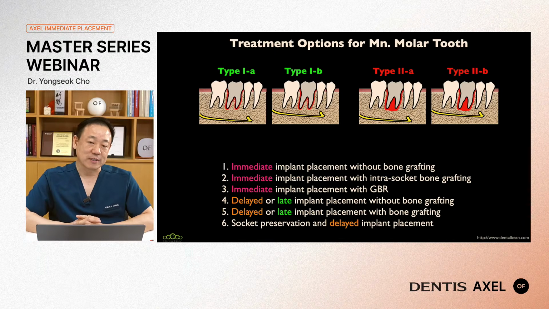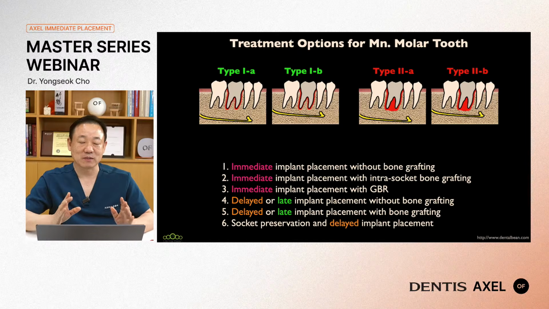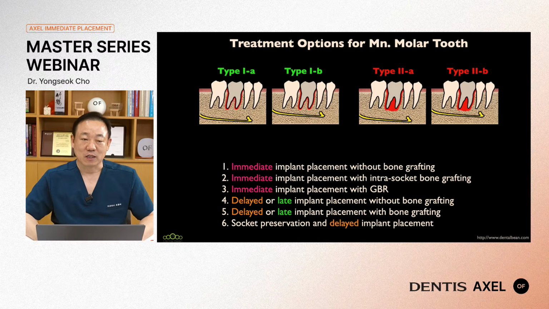One is immediate implant placement without bone grafting. Second, immediate implant placement with intra-socket bone grafting. And immediate implant placement with GBR, and delayed or late implant placement without grafting or with grafting. And one more is socket preservation and delayed implant placement. So there are 6 possible kinds of options.